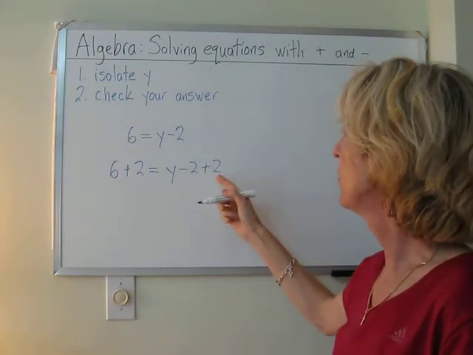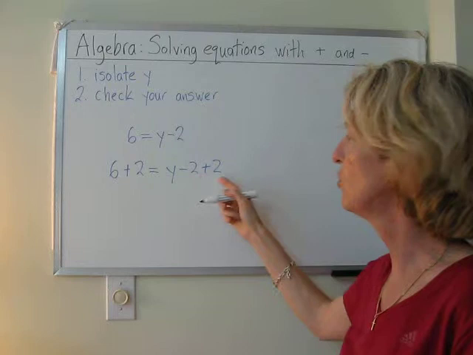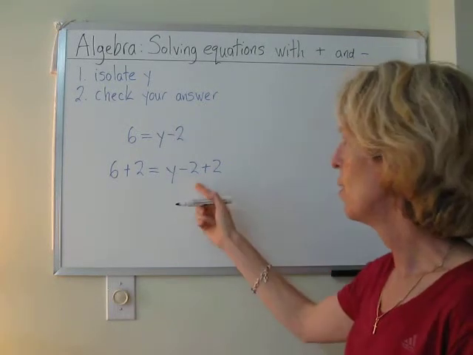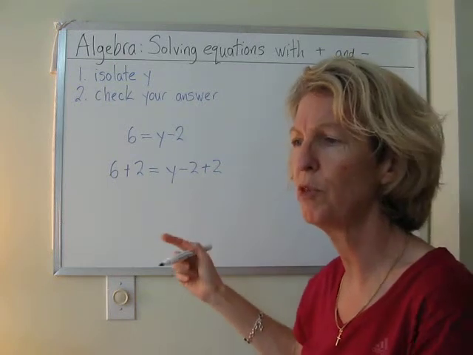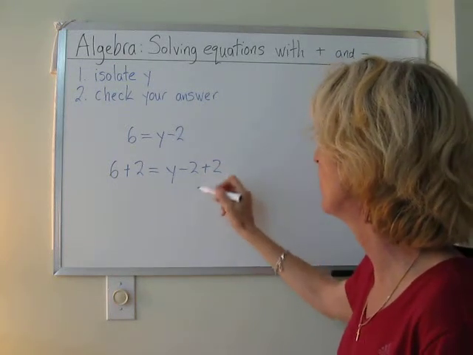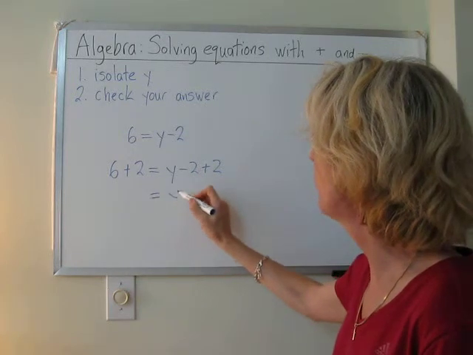Write this out. We're adding 2 to make this. What's minus 2 plus 2? Hold up 2 fingers. And now take away 2 fingers. This becomes 0. So on this side, we've got Y.